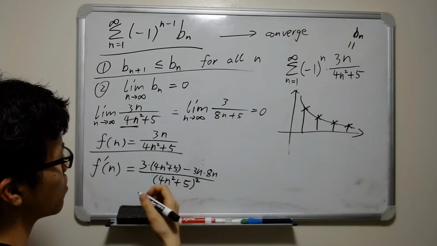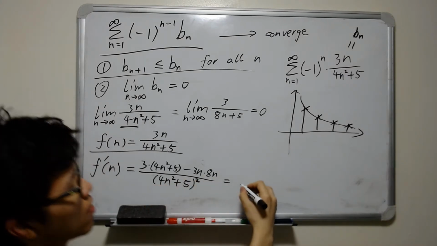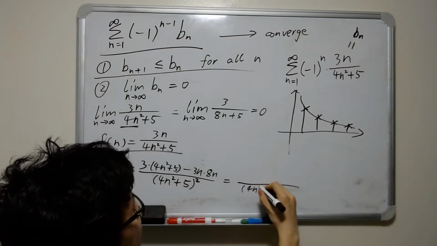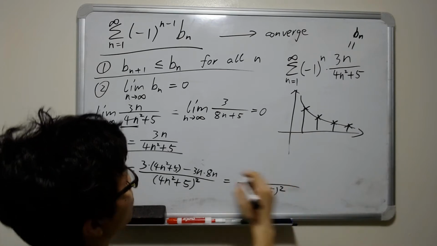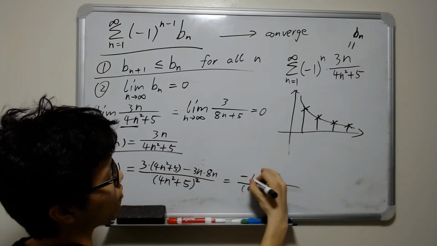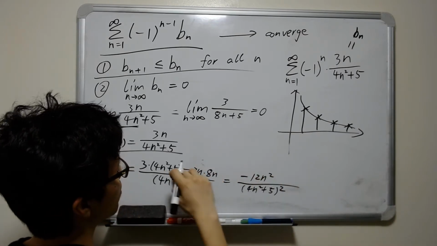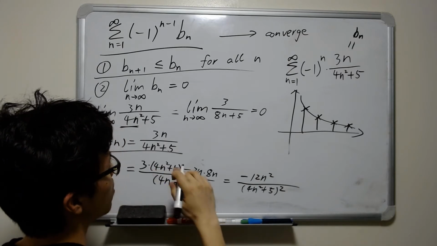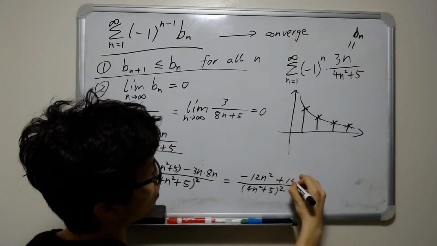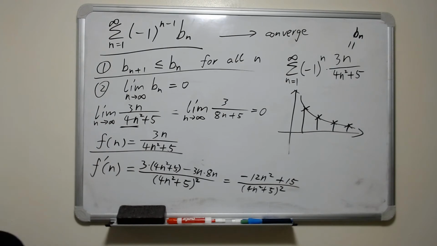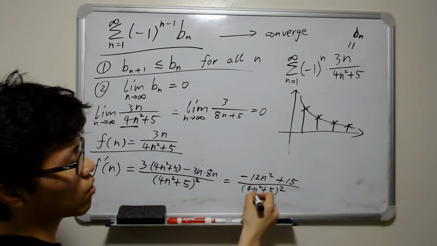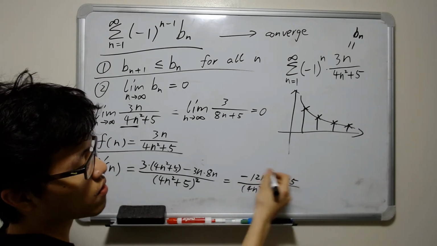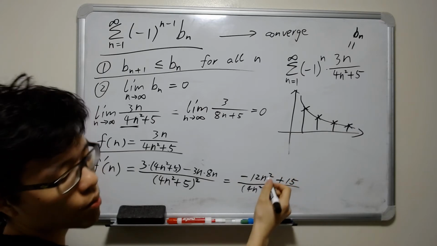Yeah, so it's 8n on the bottom. So I simplify it, and then I get 4n squared plus 5 squared. And for the top is negative 12n squared, plus 15. Okay, so we can see we need to determine the sign of the top.